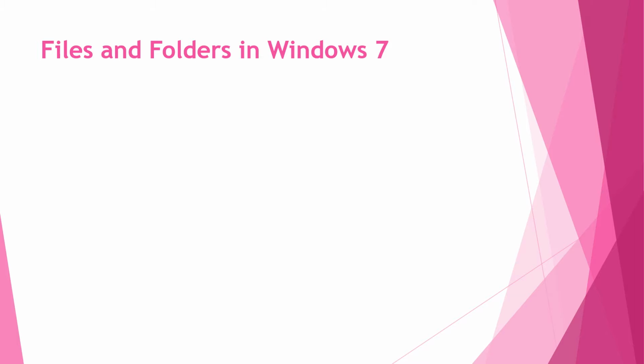Files and Folders in Windows 7. So the operating system that we are going to study today is Windows 7. We will learn about files and folders. Files and folders are used to save our work. Children, these are the things which you have been using, but we are going to name them and we are going to see their uses. So, we save everything in our files.